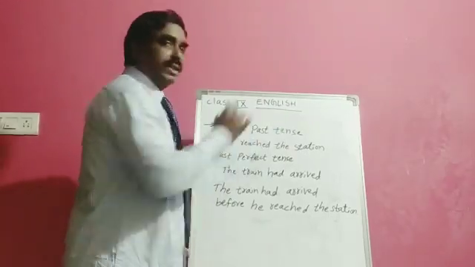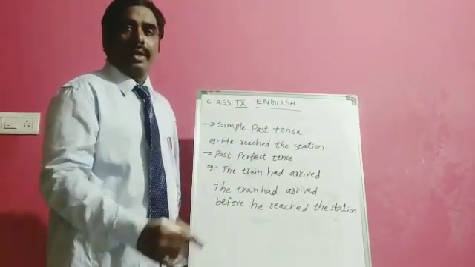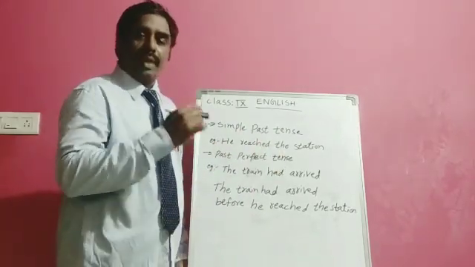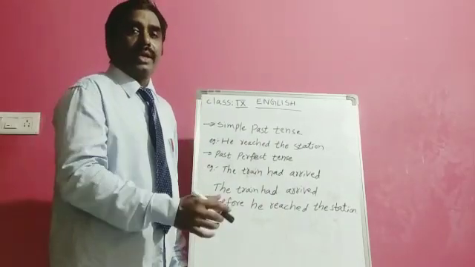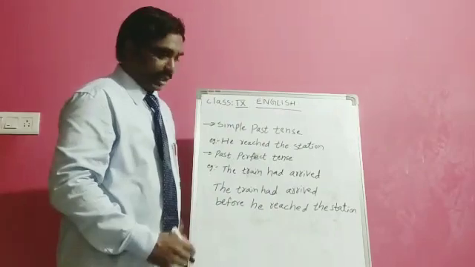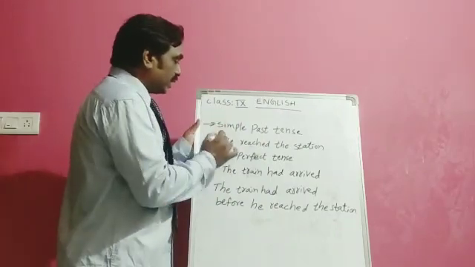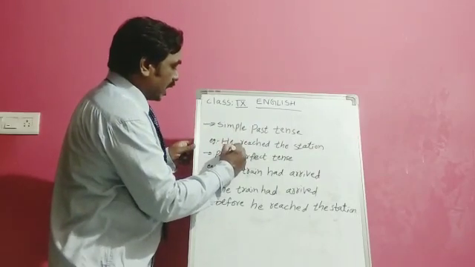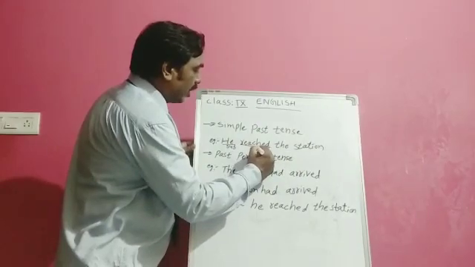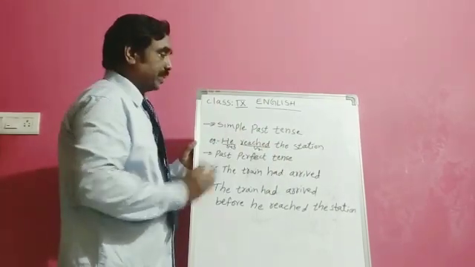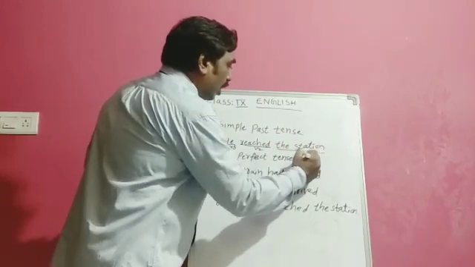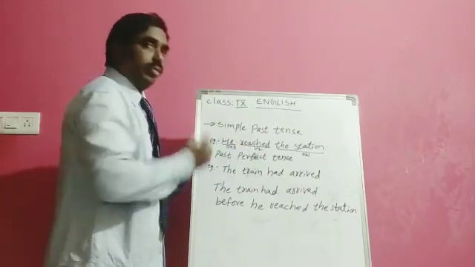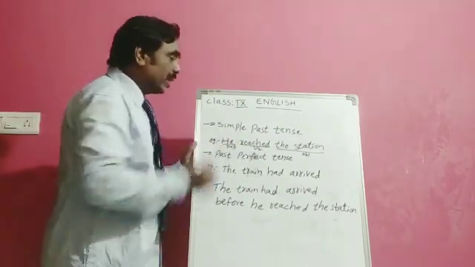Simple past tense is used when the action is already completed. And the past perfect tense is used to express an action which was completed before some other past action. See here, example: He reached the station. Here 'he' is the subject and 'reached' is the V2. V2 means past verb, and 'the station' is the object. So in this sentence the subject is followed by the V2, so it is simple past tense.